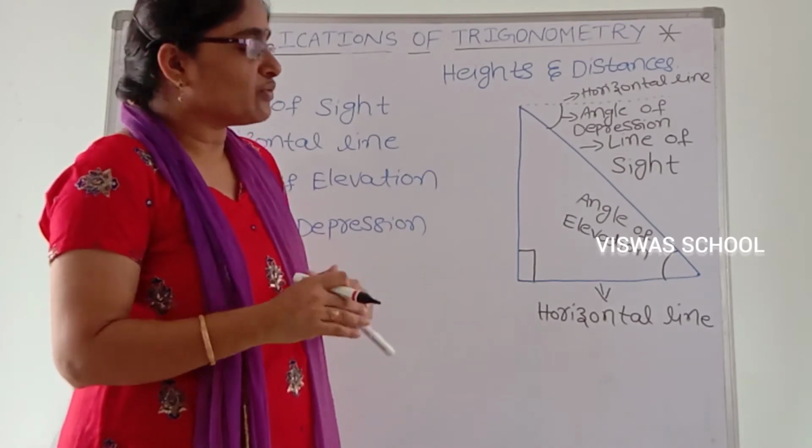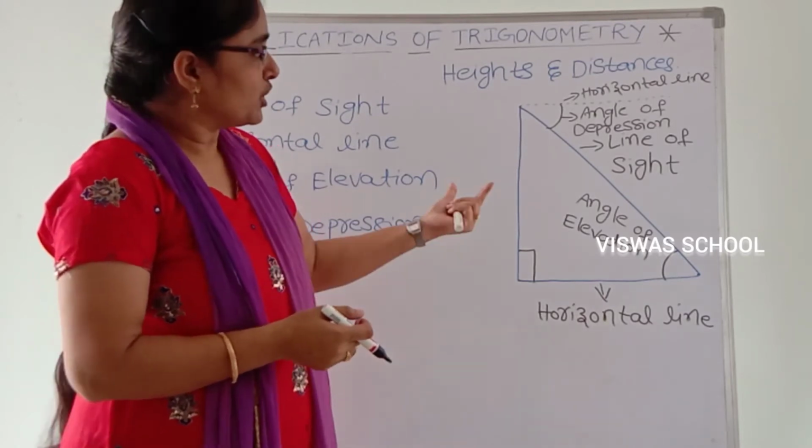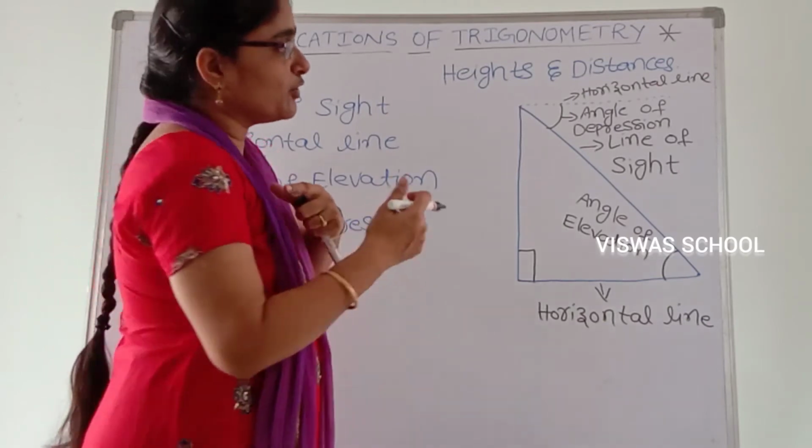Okay, now we have all three sides. And we need to find what? The height of the pole. How do you find it?